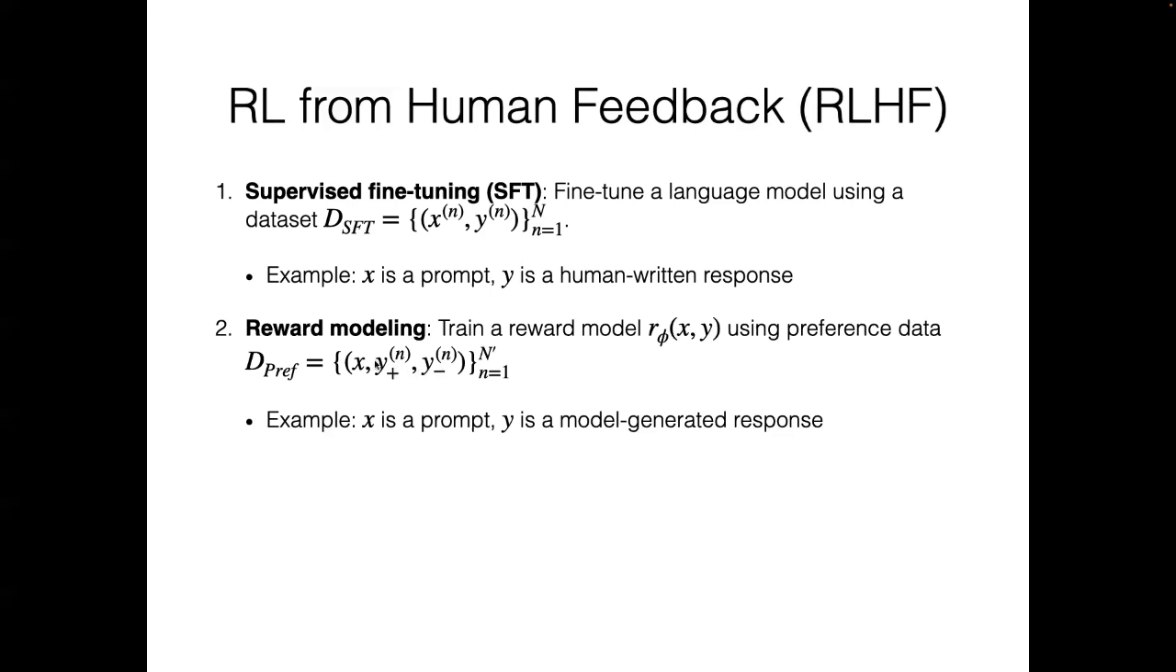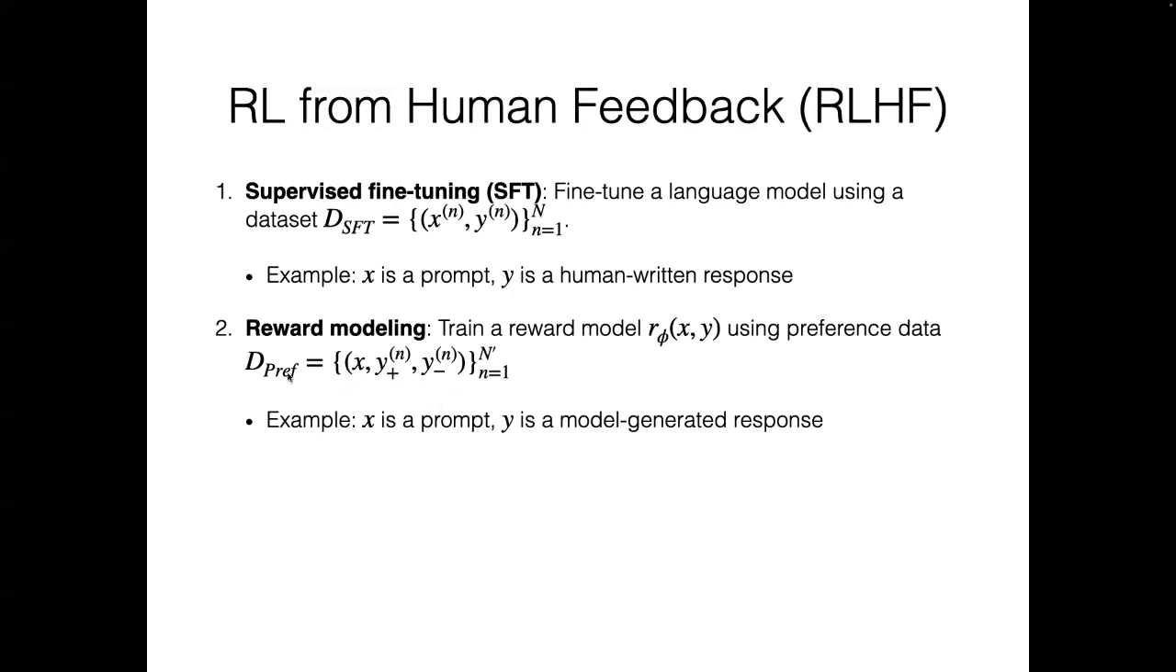Okay, so here we have the input denoted as X, that might be a prompt. We have this Y plus, which is the preferred response, and we have Y minus, which is the less preferred response. And these might be generated by the SFT model, for instance. We'll again see a concrete example where you don't necessarily have to have these generated by the SFT model, but let's just go with that for now.